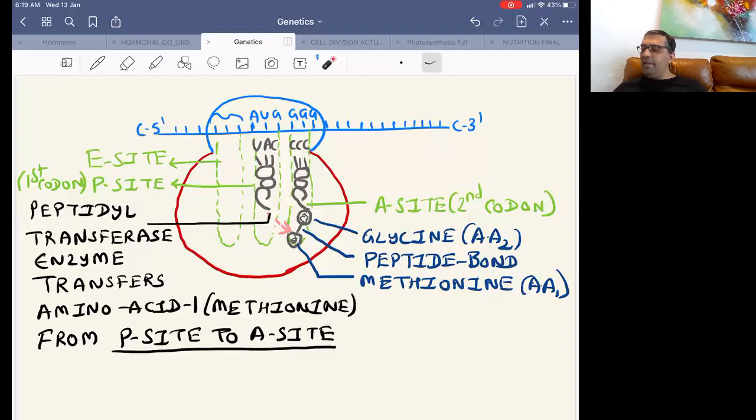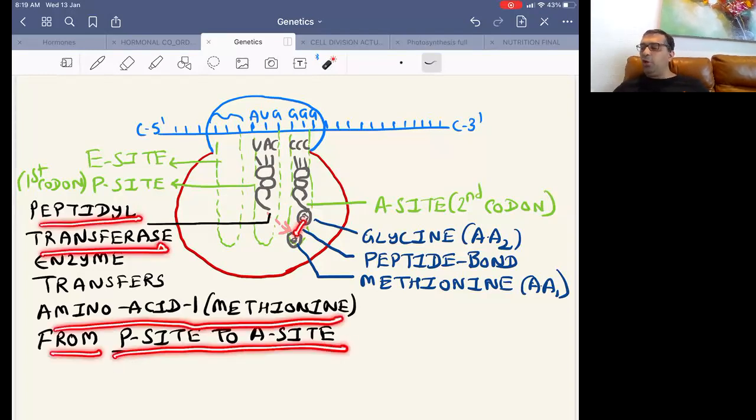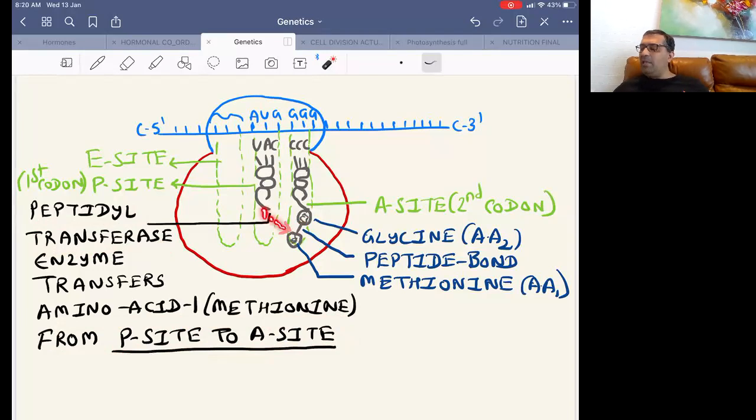Which enzyme did the delivery? The enzyme which did the delivery was peptide transferase enzyme. Peptide transferase enzyme transfers amino acid methionine from the P site to the A site. From P site to A site, the delivery was done by peptide transferase enzyme, and glycine amino acid 2 and methionine amino acid 1 के बीच में बन जाता है peptide bond.